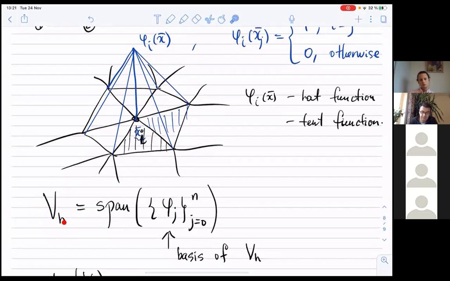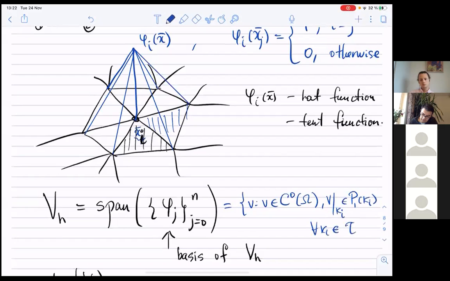These are the spaces of continuous functions first, and they are piecewise linear. So we could also write that V is the set of continuous functions inside Omega, and the restriction of V to the triangle K_i is a polynomial of degree 1 on K_i. And this is for all K_i from this triangulation. Something like this we can write.